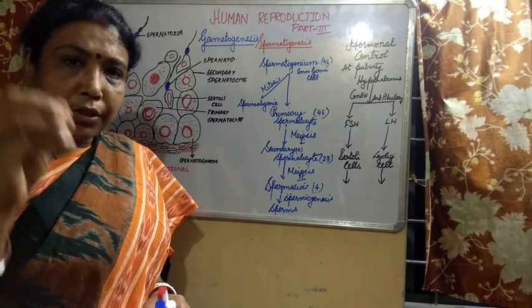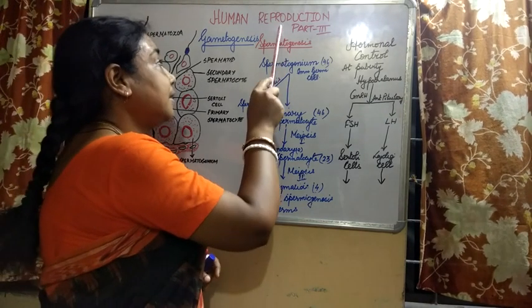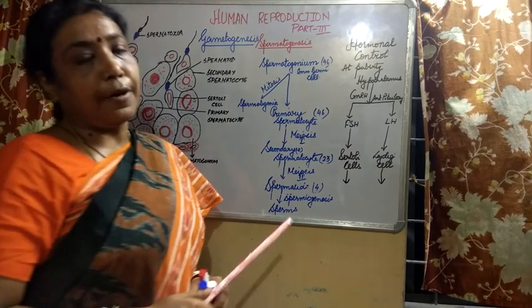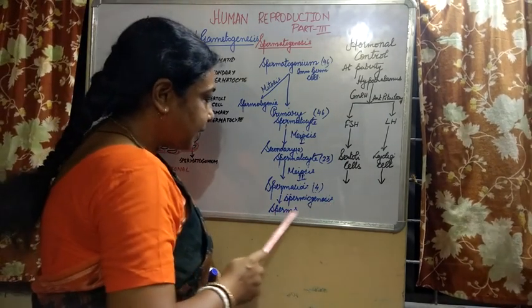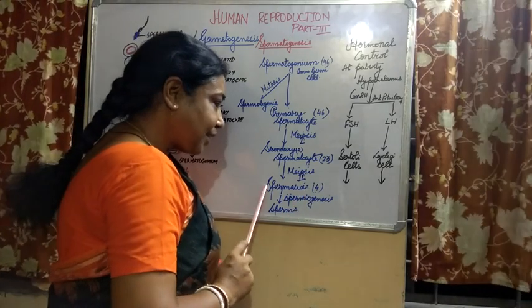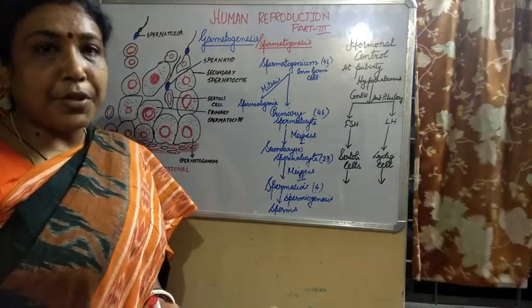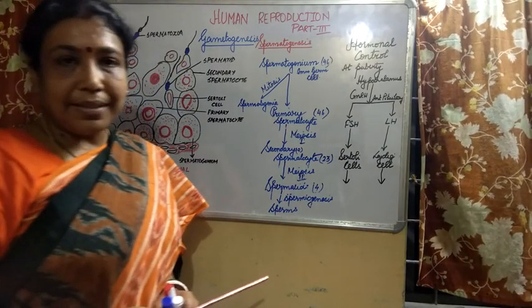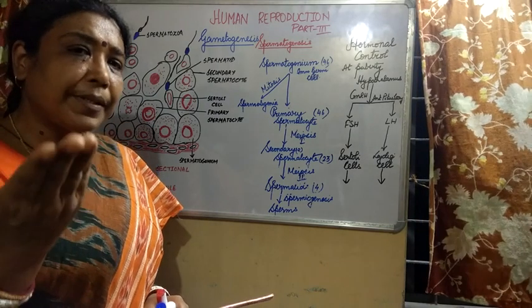You will come across two terms. What is spermatogenesis? Spermatogenesis is the entire process of formation of sperm. What is spermiogenesis? That is the transformation from spermatids to sperm, the structural change, that is known as spermiogenesis. There is also a term, spermiation.